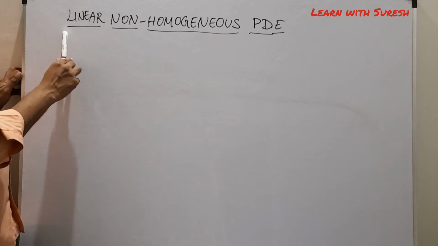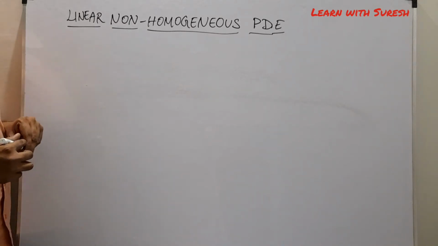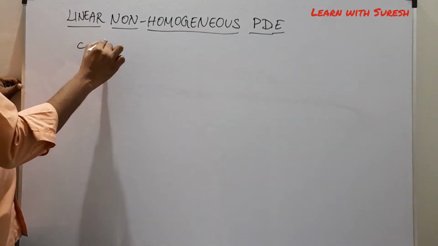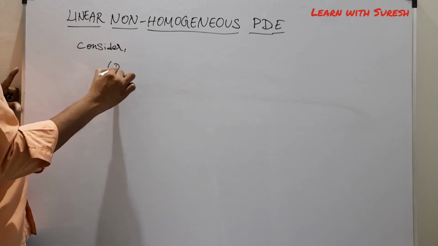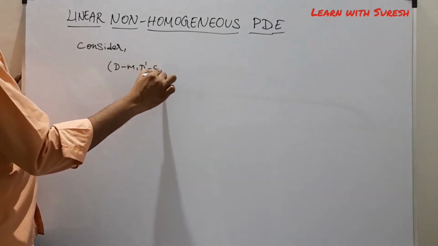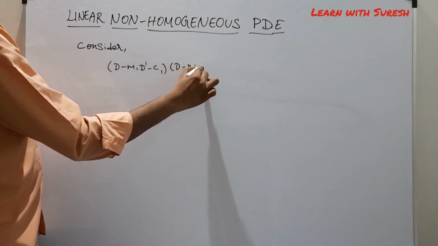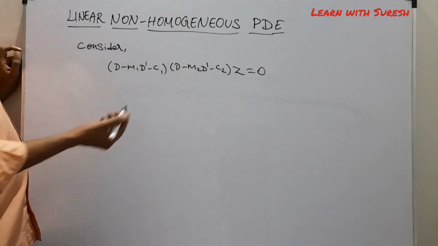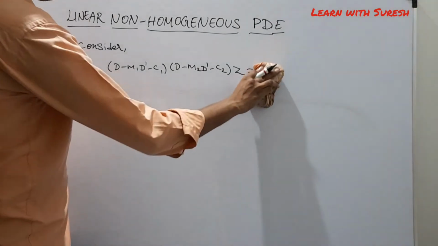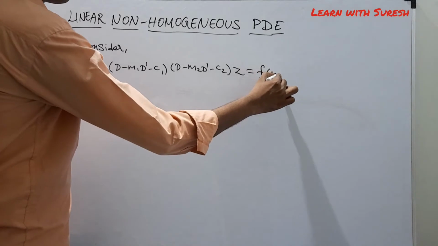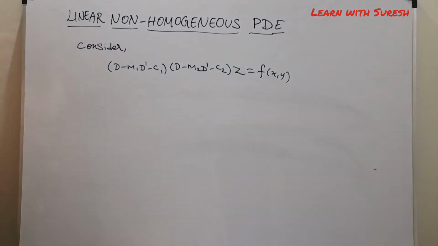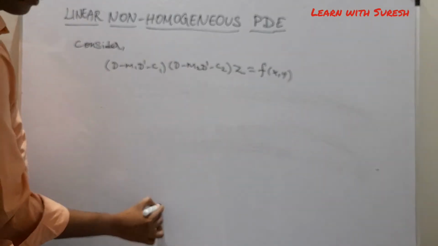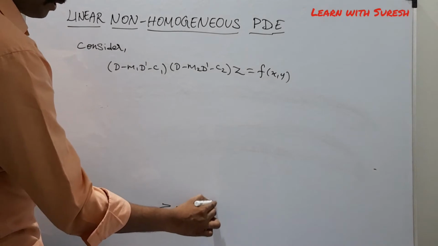We are going to see the solutions for linear non-homogeneous partial differential equation. Consider the general linear non-homogeneous PDE (D - m1 D' - c1)(D - m2 D' - c2) z = 0, or sometimes on the right hand side they will give some function of x, y. The solution for this non-homogeneous linear partial differential equation is z = complementary function + particular integral.